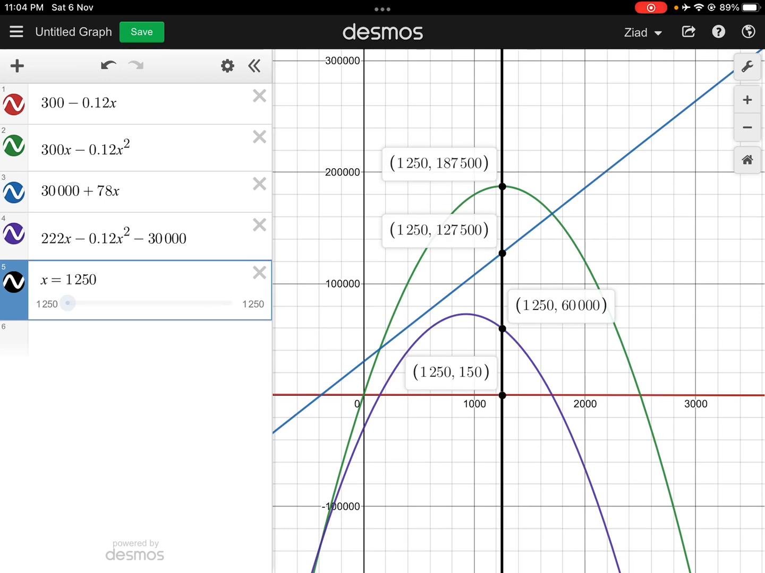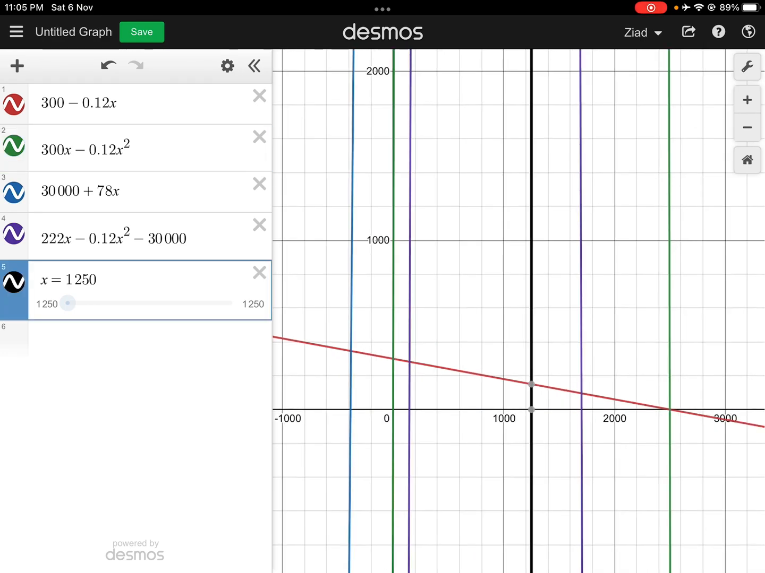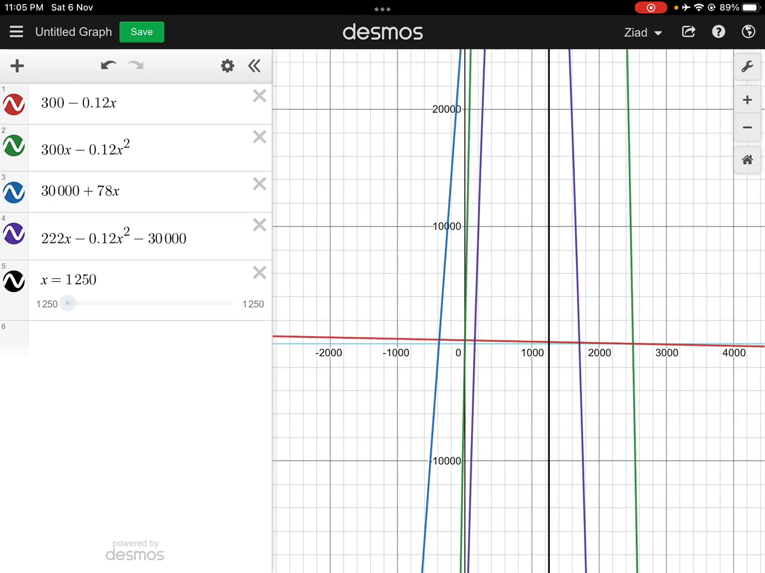187,500. Then you say, in this case, the cost is going to be, and you look at the blue, 127,500, and of course, the profit is the difference of the two, 187,500 minus 127,500, you get 60,000. And last thing is, what price should the company charge per watch in order to get the maximum revenue? You say it's on the red line here. At 1,250, I get 150 that the price should be. See, we solved all of them. All of these points lie on one line.